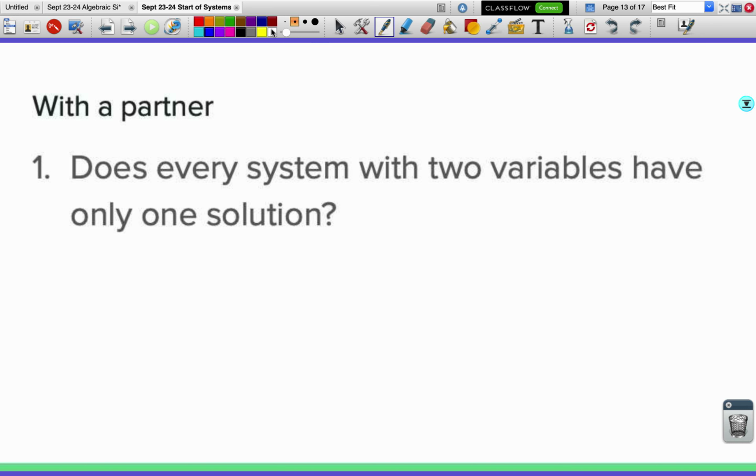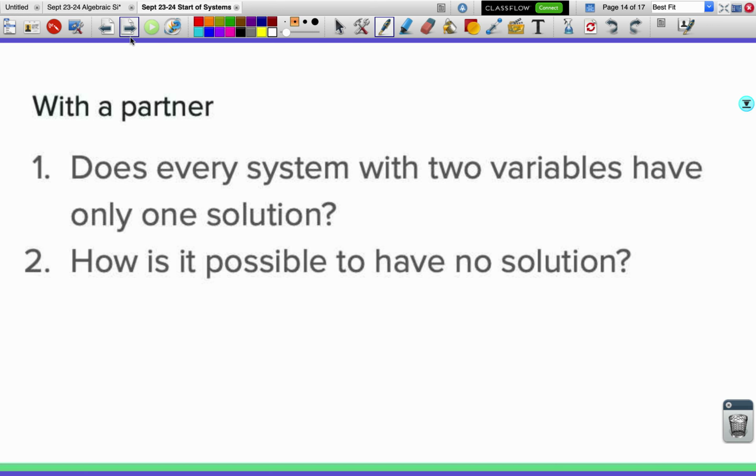Well, this says with a partner, that's old. By yourself. Does every system with 2 variables have only one solution? What do you think about that? I'll have you type your answer here. How is it possible to have no solution? So the correct answer to number 1 is that no, it is possible to have no solution. Now I want you to tell me how that is possible.